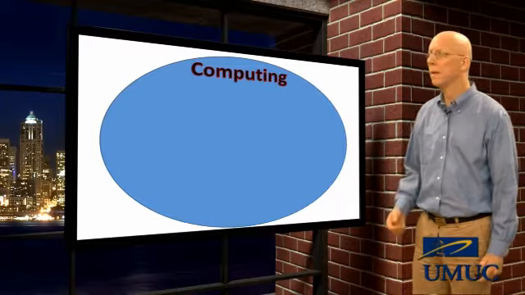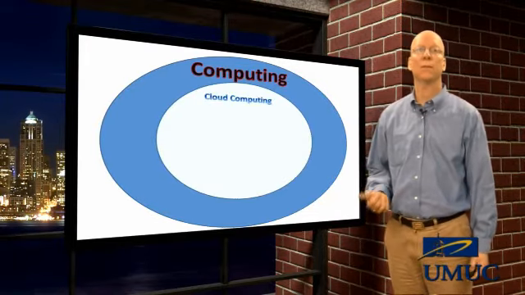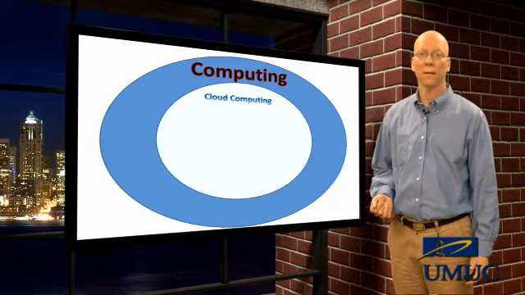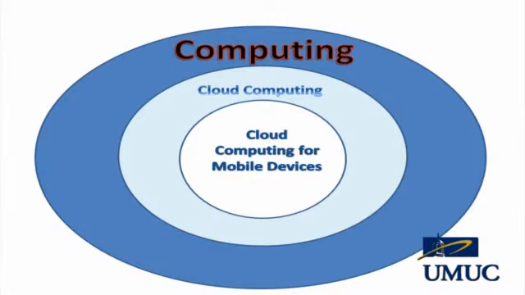Let's assume you're interested in the topic of computing. That's a very broad topic, but you focus on cloud computing. This is a popular topic today, but it's still very broad for a literature review. But you could focus it even more on cloud computing for mobile devices. You would peruse the literature and find themes or categories into which you could divide the literature on this topic.